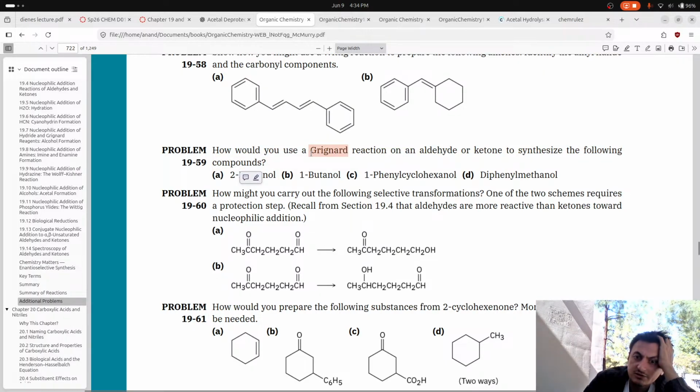How would you use a Grignard reaction on an aldehyde or ketone to synthesize the... Okay, so 2-pentanol. Wait, 2-pentanol. You would have to do it on... I would do... What's it called? Ethyl magnesium bromide? No, methyl magnesium bromide plus butanol.